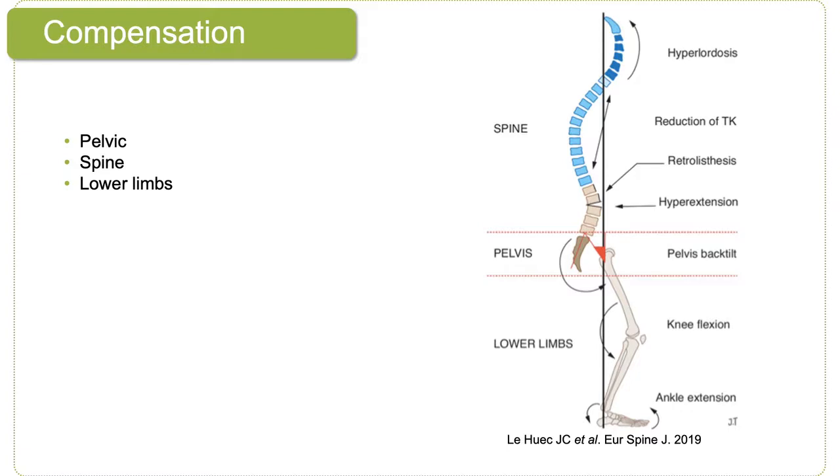Another compensation mechanism is the knee flexion with ankle extension, which usually happens after maximal pelvic retroversion has been reached. After this, malalignment will occur.